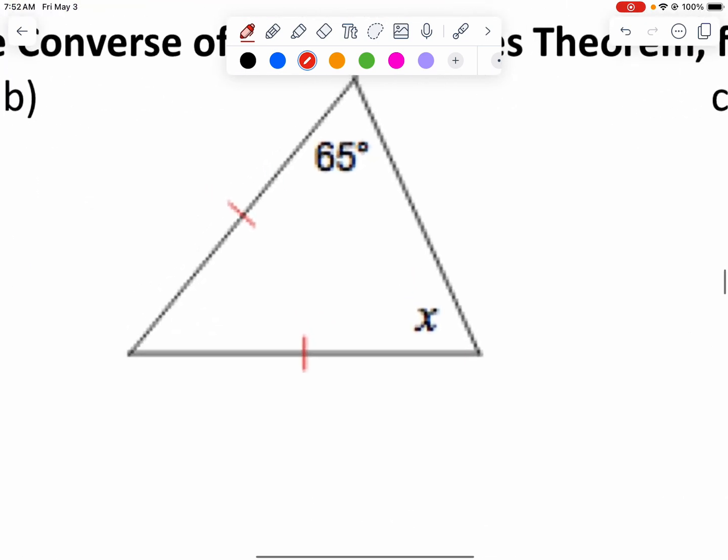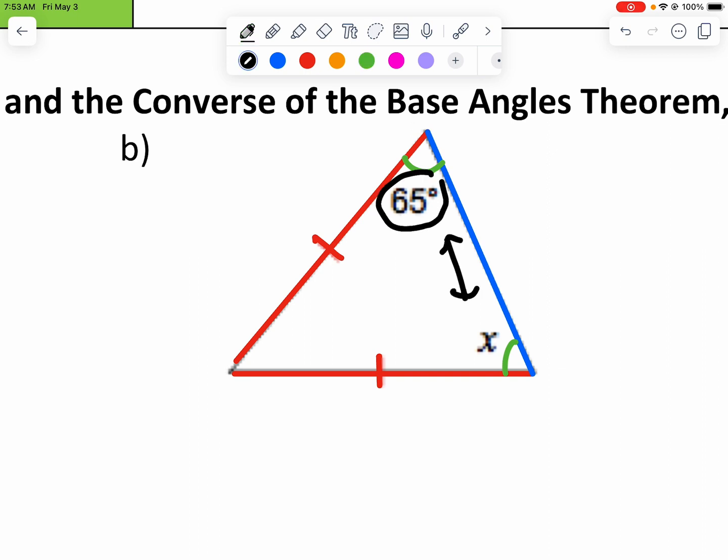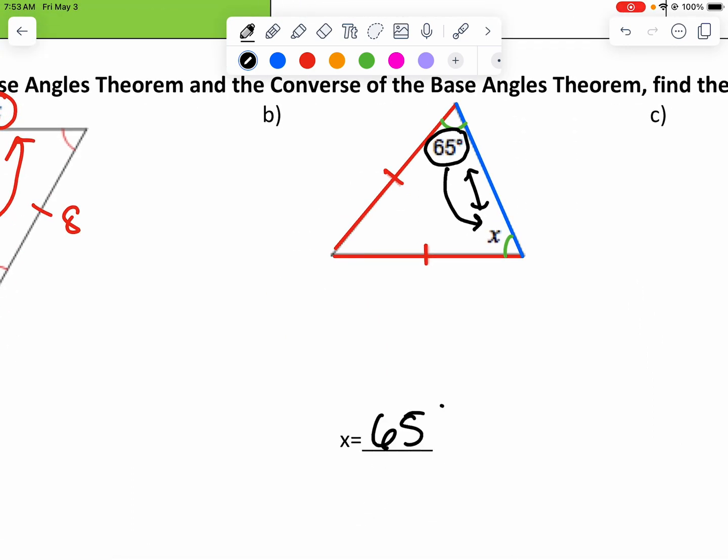How about letter B? Well, it's giving me these two legs. Here would be my base. What do the two legs of an isosceles triangle tell me about the base angles? This and this. It tells me that these two are congruent. So if this one is 65, then that tells me that x is also 65. It's an isosceles triangle.